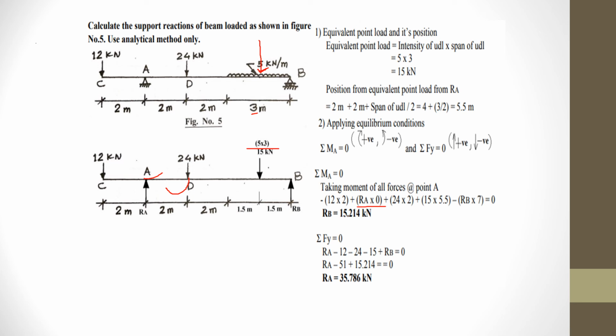Next condition is summation Fy equals to 0. So for this, RA is upward, so positive. This 12 is downward, so negative. 24 downward, so negative. And this 15 is also downward, so negative. And RB is positive because it is upward. So RA minus 12 minus 24 minus 15 plus RB equals to 0. After solving this, we get RA as 35.786 kilonewton.